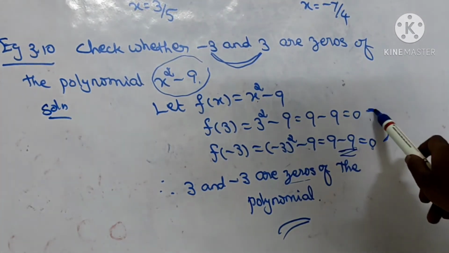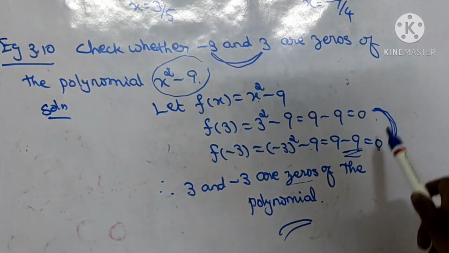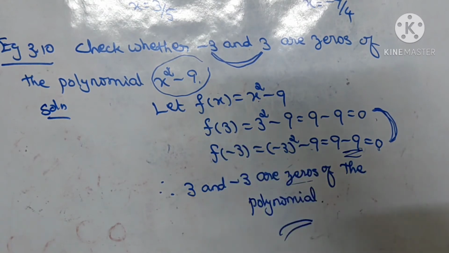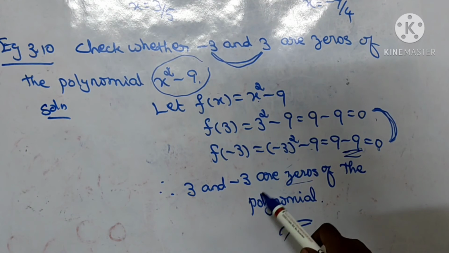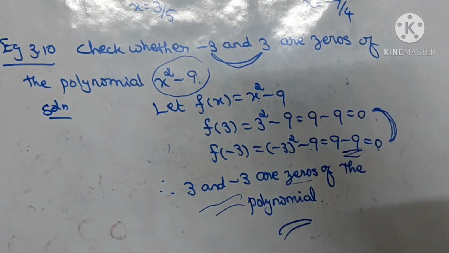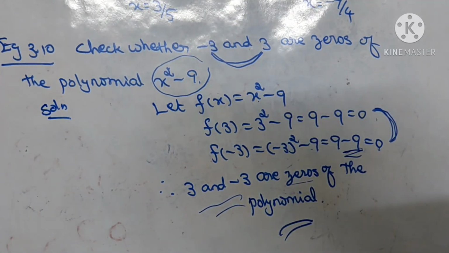So these two values are 0. So the given polynomial zeros are 3 and minus 3. So the answer is 3 and minus 3 are the zeros of the given polynomial.